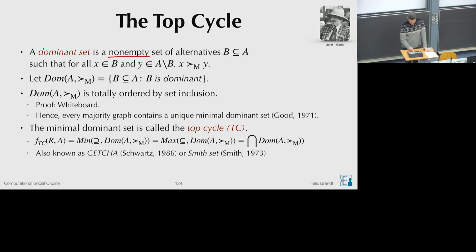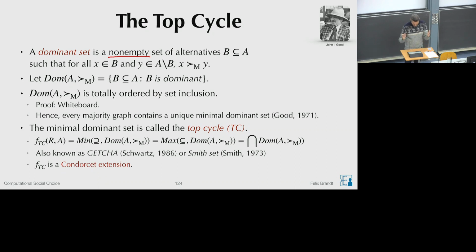Maybe more often it is also known as the Smith set, because it was also proposed independently of Good by Smith, who was also the one who gave this characterization of scoring rules together with Peyton Young. So I think we had two authors for this because they independently proved the characterization of scoring rules, and this is the same Smith. I think it's even the same paper where he got the characterization of scoring rules and also proposed this notion of the so-called Smith set or top cycle.